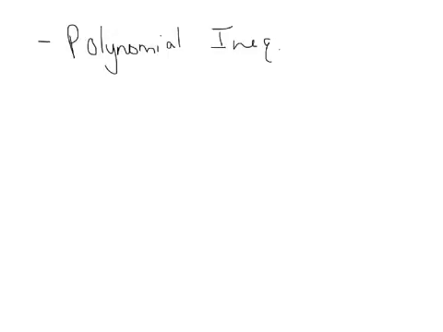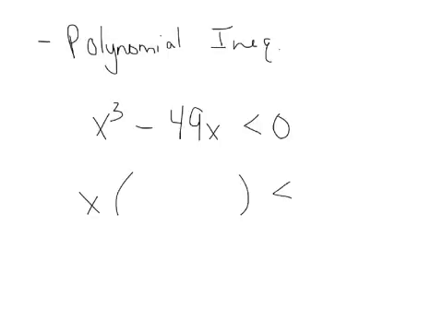What about something that says x to the third minus 49x less than 0? How do I begin this problem? Take out an x. What is that called again when you take something out? Factoring, or the GCF, right?